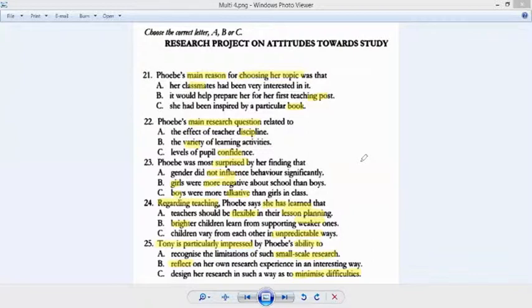Now, let's go ahead and move on and listen to the script. So we're going to listen to the dialogue between Phoebe and, looks like Tony is the other person's name. So let's listen and try to answer these questions correctly, 21 to 25.